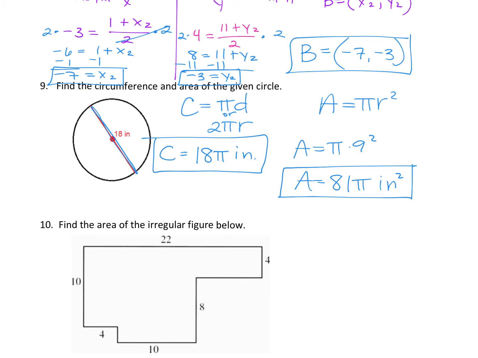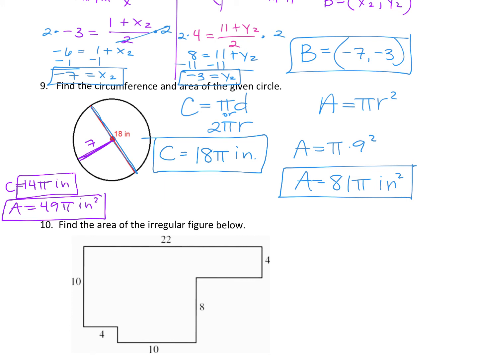Okay, if you're given a radius, it's the same problem. It's just a matter of making sure. So let's say I gave you a separate one where this was 7, a radius of 7, totally separate problem. Your circumference then should be what? 14 pi, right, would be your circumference. Your area would be 49 pi square inches. Okay, so radius squared times pi, inches squared.